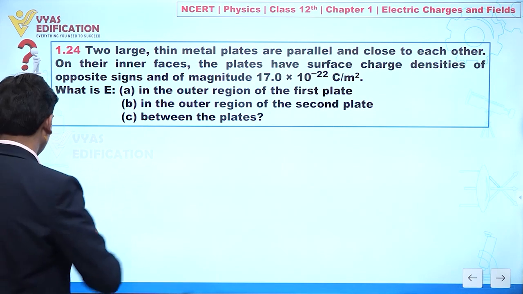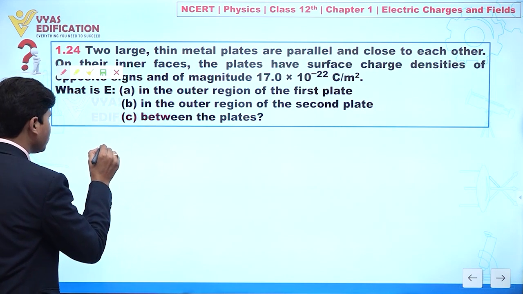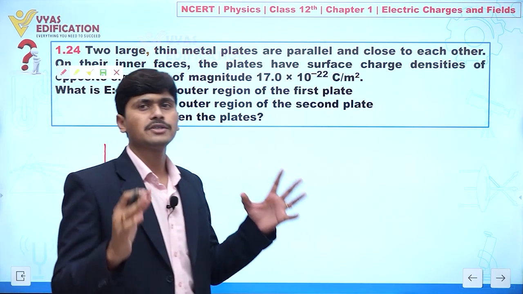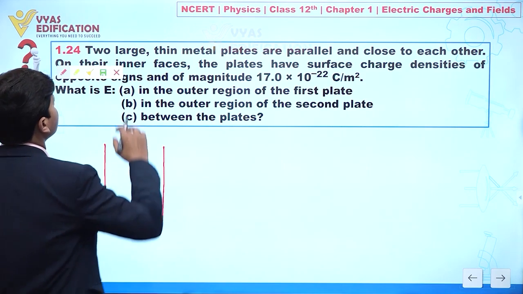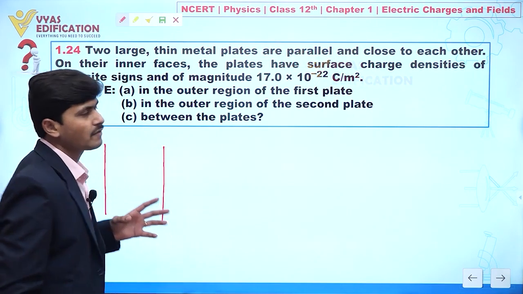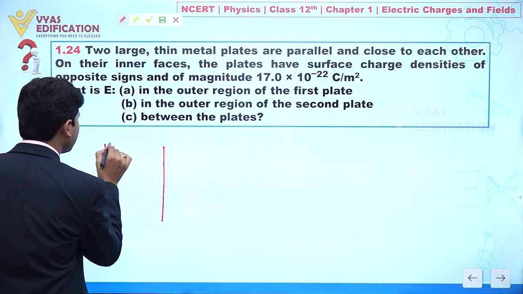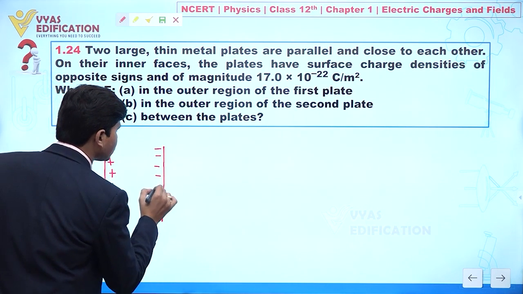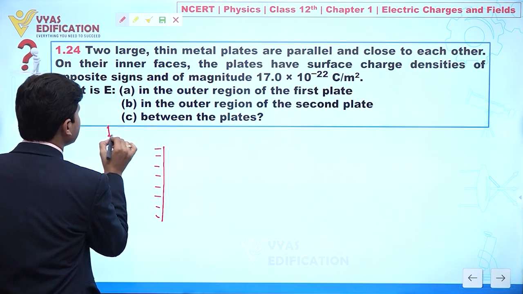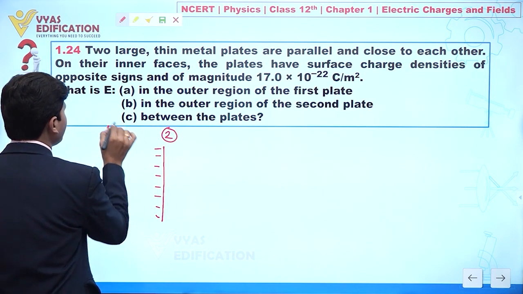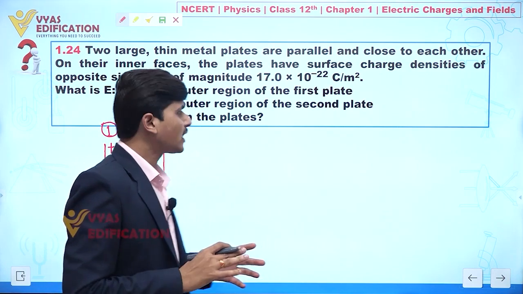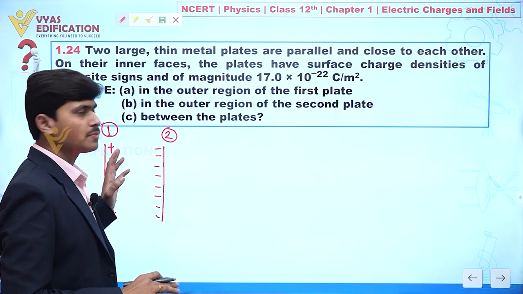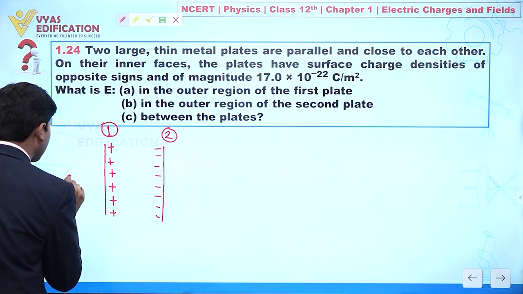In this question it is given that we have two large plates, and both plates have some charges. Let's suppose this one has positive charge and this is the negative charge plate. This is plate number 1 and this is plate number 2. Now if we want to calculate the electric field in the outer region of the first plate, let's suppose at point P.